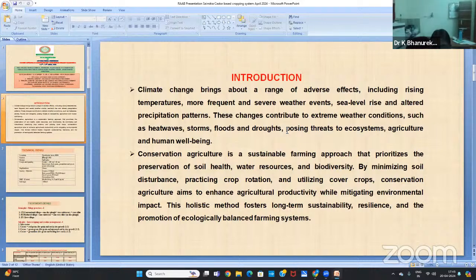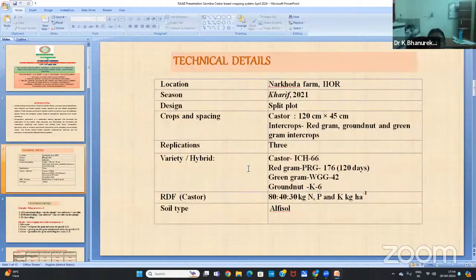So as a part of this only, the study was also taken for the student in the castor cropping system with the three types of tillage. So when we see the technical details, the location was one of the research farms of the Indian Institute of Oilseeds Research, that is Narkoda farm, near the Rajiv Gandhi International Airport, that is Shamshabad, 10 kilometers away from that. And the season was Kharif 2021.